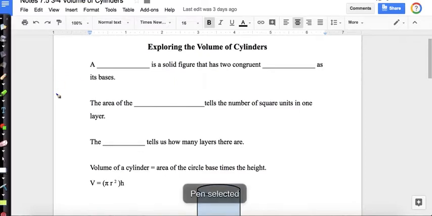To my video on volume of cylinders. So today we're going to look at where the formula comes from and how to use the formula.